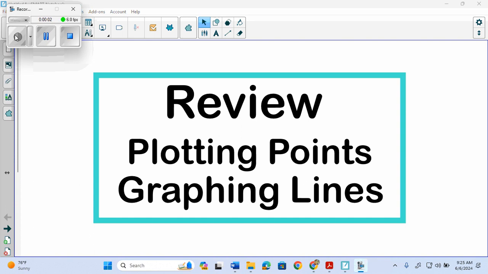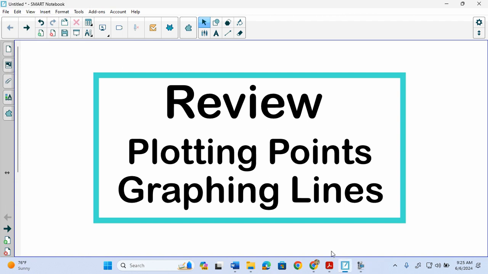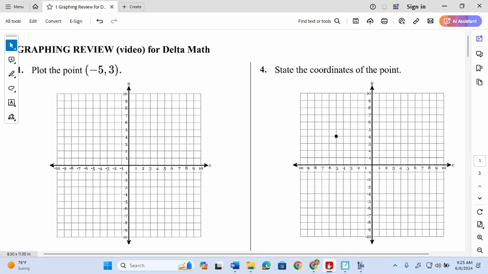Okay, welcome to a quick little review of plotting points and graphing lines. We're going to use the note sheet that you have in front of you and just go through it to get ready. This is something we're going to be doing with Delta Math throughout the semester, just to make sure that we stay on top of super important things like plotting points and graphing lines.